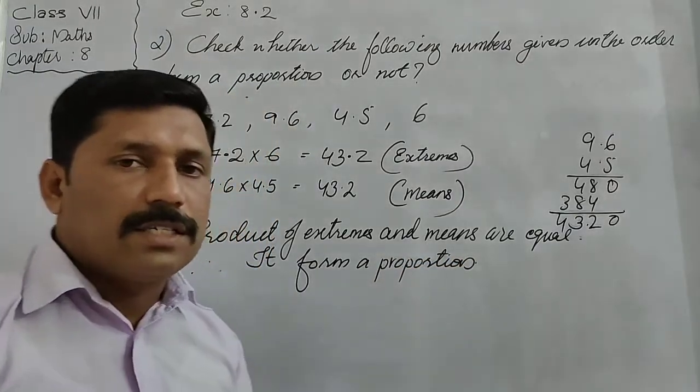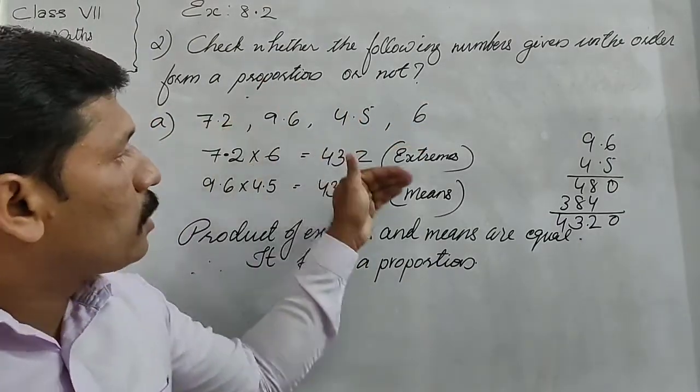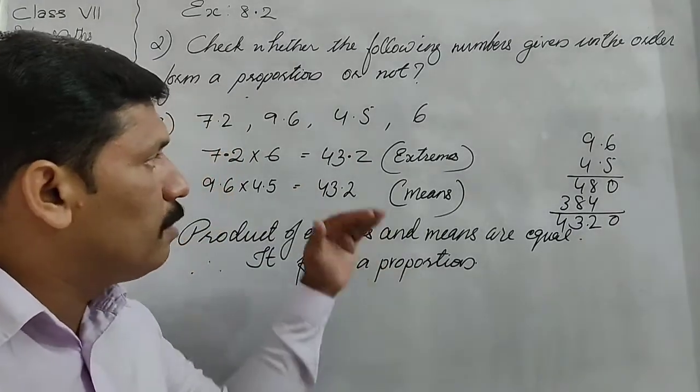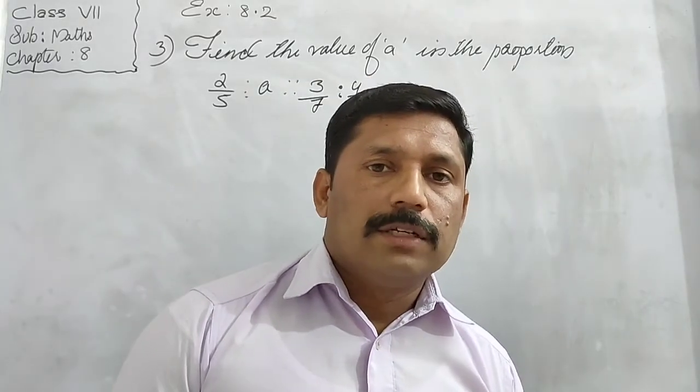So the rest of the questions are homework for you. Students, how do we check that? We take the product of extremes and the product of means, and if both are equal, then we can say that this given order is forming a proportion. Now students, we are going to solve the third question.